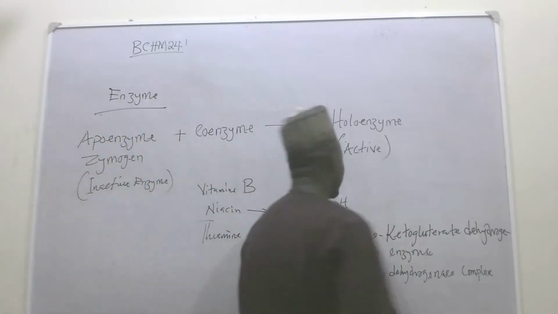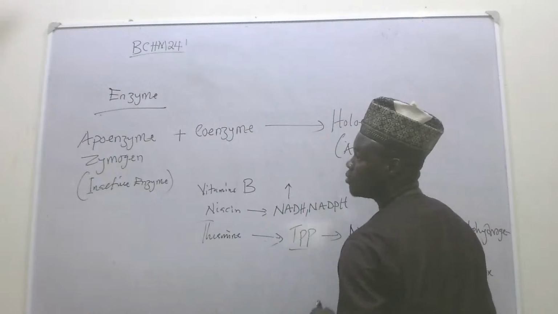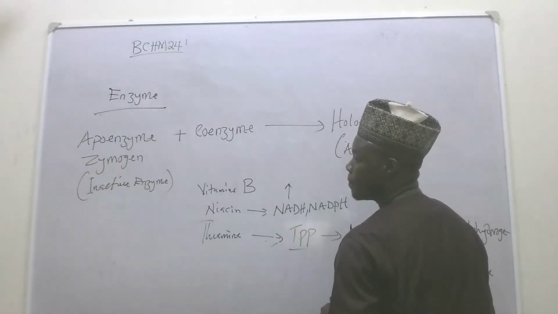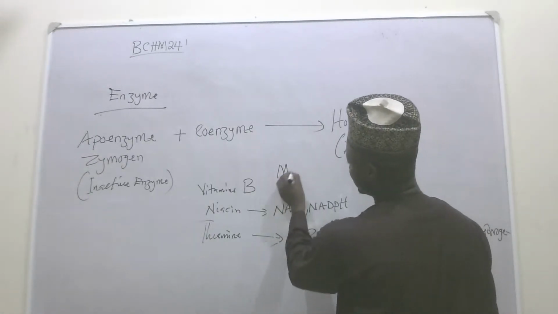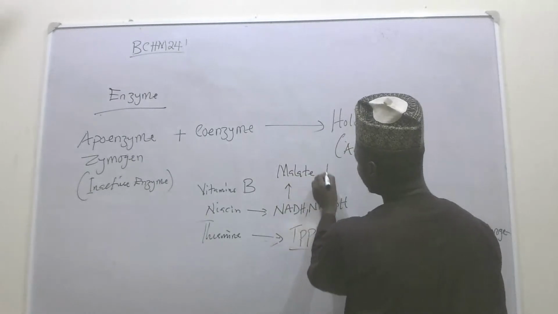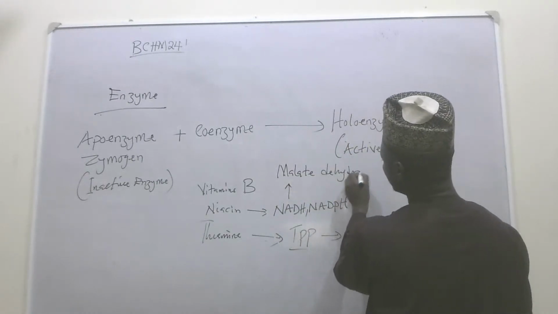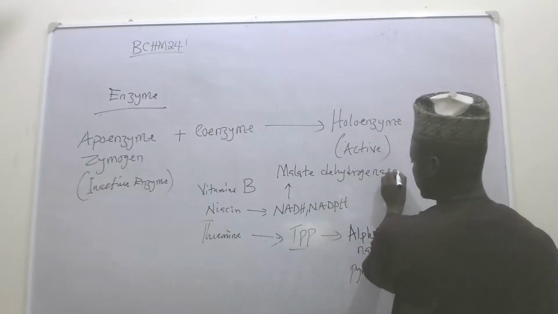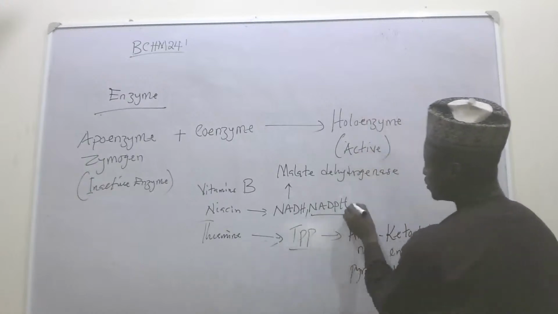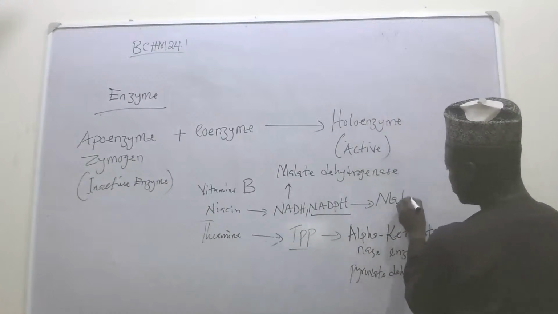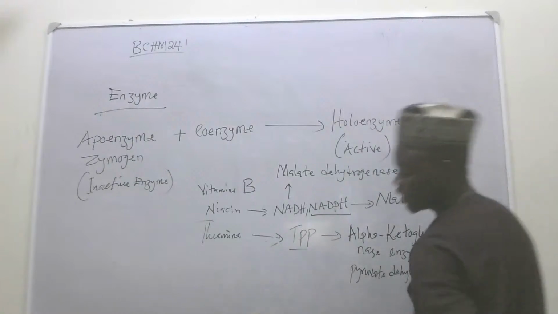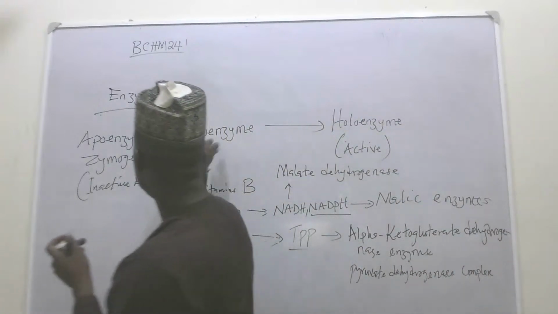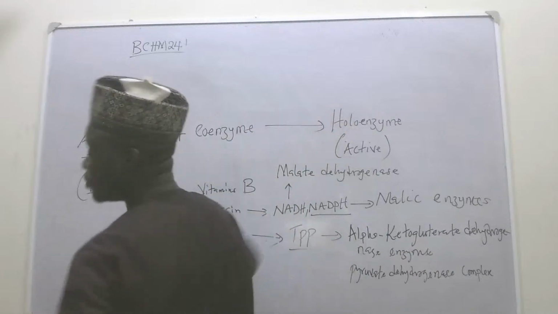So I just gave an example of thiamine. And of course, for the NADH, you can have malate dehydrogenase enzyme. For NADPH, you have malic enzyme. So these are some of the coenzymes that are required by the enzymes for them to be active.